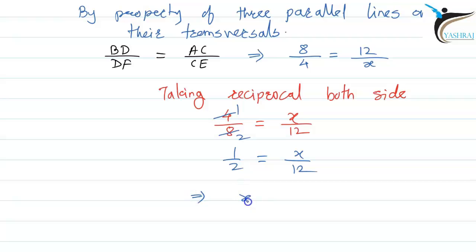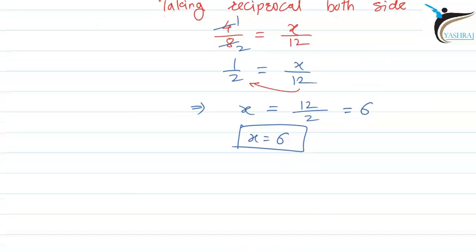So the value of x becomes, shift the 12 from RHS to LHS, so we get 12 ones are 12 divided by 2 is 6. So x is equal to 6. Now we have to find the value of AE.